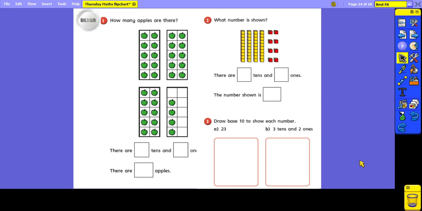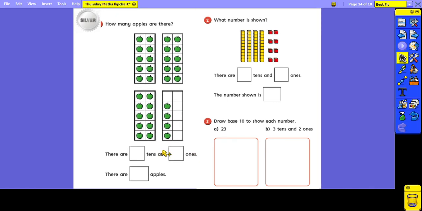These are your questions for today. For silver, you need to work out how many apples there are in the 10 frames. So you're looking at how many 10s there are and how many 1s, and then working out the total. For question 2, you're working out the numbers shown by the base 10. So count how many 10s you have got and how many 1s. And for question 3, you are drawing base 10. So you're drawing stacks of 10s and 1s to show each number.